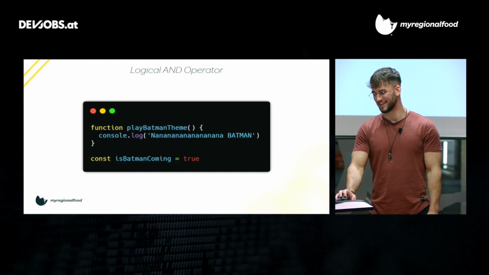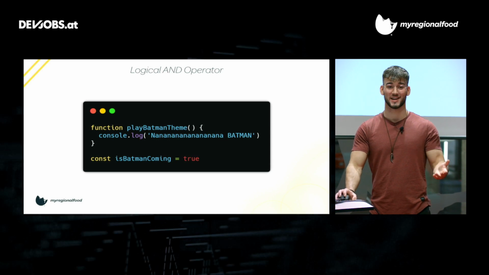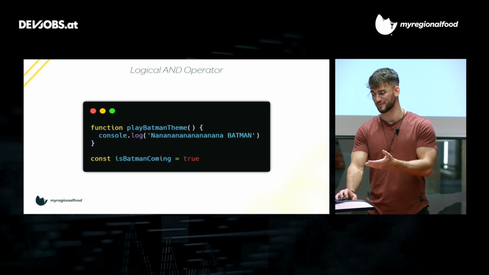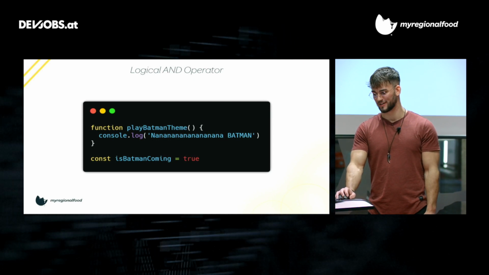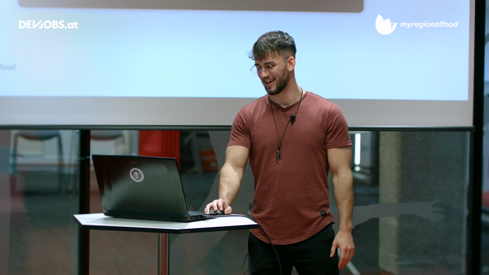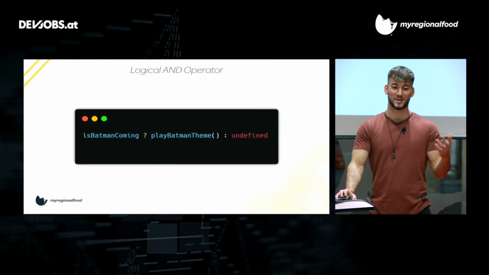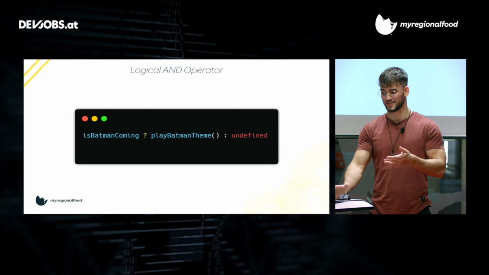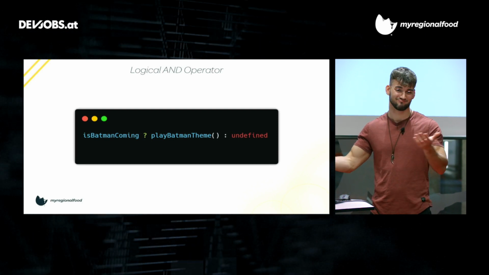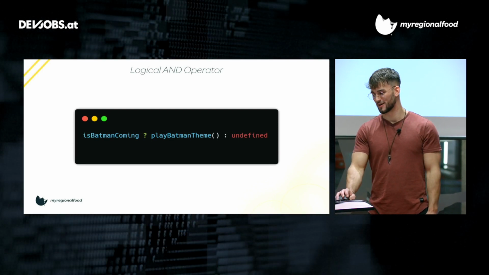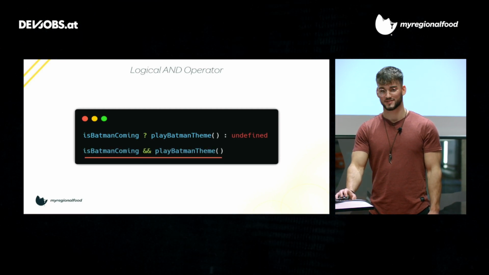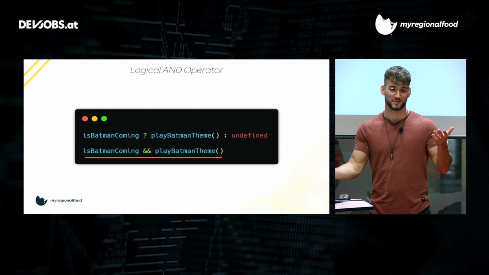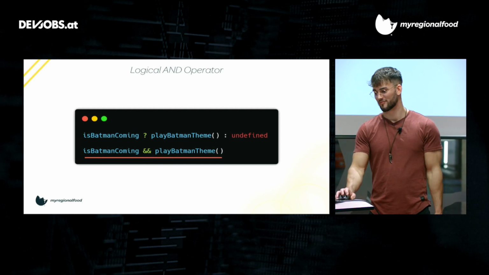So you have the logical AND operator, you have the function which plays the Batman theme, and you have a variable, is Batman coming, which is always true because it's constant. And if Batman is coming, you want to play the Batman theme. And if not, then, well, undefined is not that clean. So what you can do is just use the logical AND operator, and if Batman is coming, you play the theme. And if he's not coming, you don't play the theme.